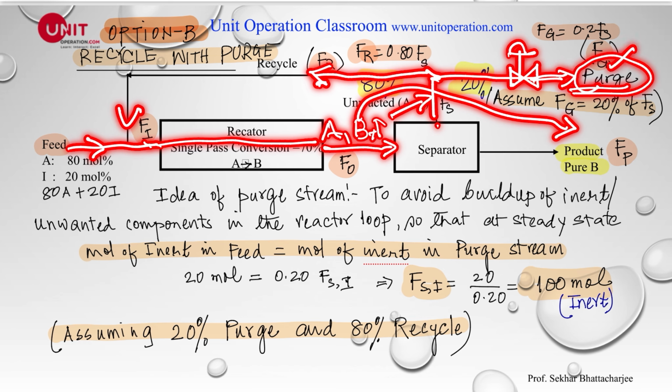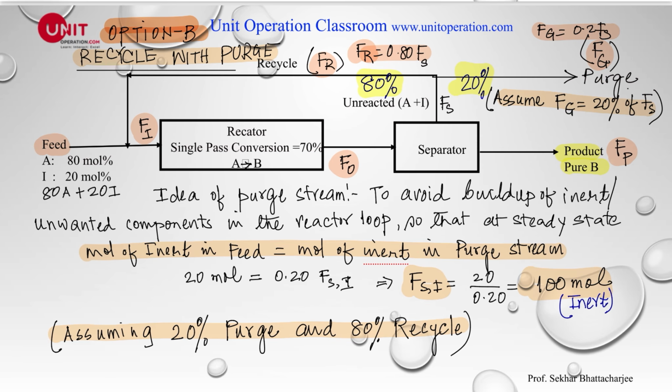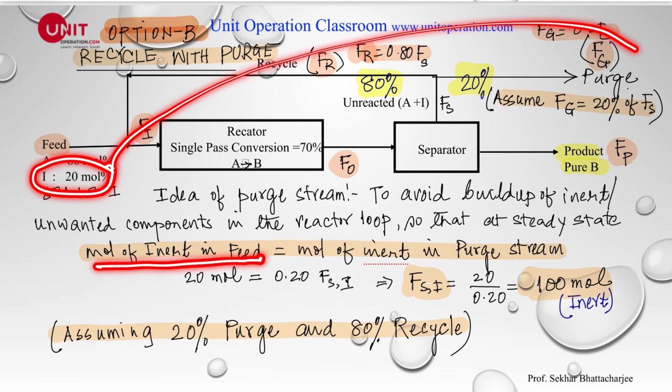So this is called purge. Let's say in this particular case, we are just assuming that of this stream, 20% is purged and 80% is recycled. So what is the idea of a purge stream? To avoid buildup of inert, unwanted components in the reactor, like byproducts, so that at steady state, the total moles of inert in the feed, which is coming from here, is continuously purged from here.